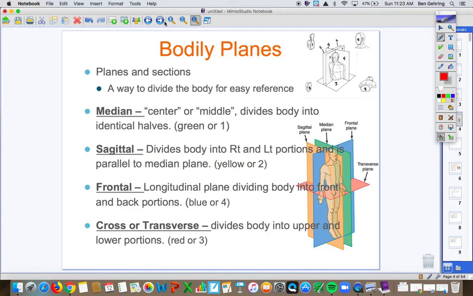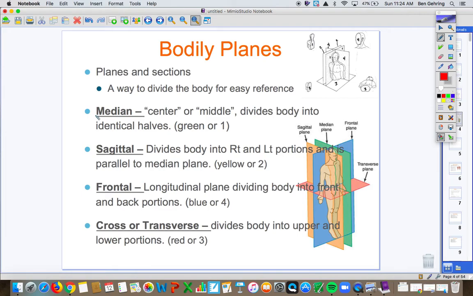So here we go. The first thing we're going to talk about is planes. So a plane is a way that we divide the body. So if we were to cut the body in a certain plane, we would essentially split it and have 2 portions to look at. And so we have different terms we can use to describe these planes.